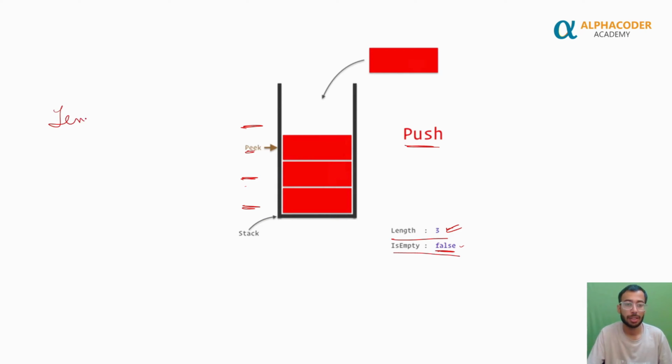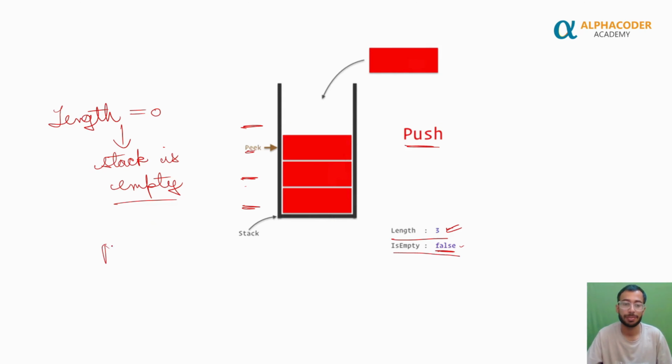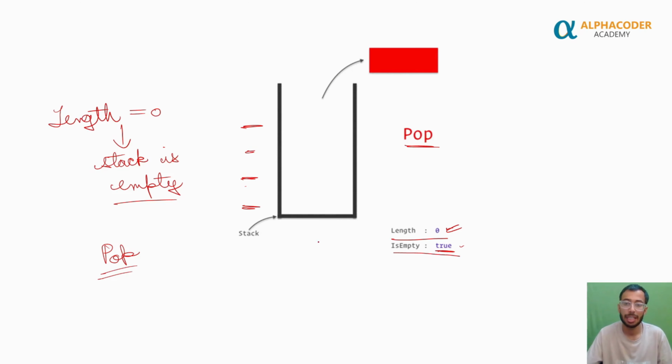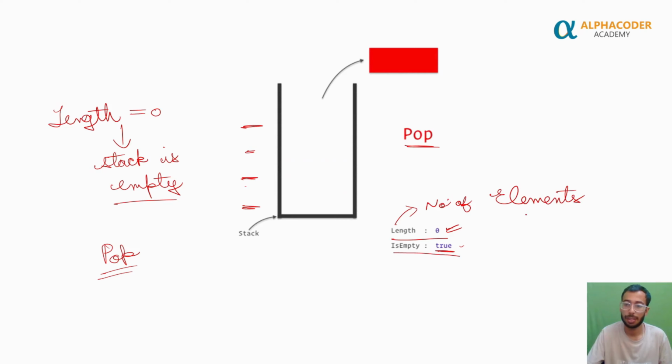So whenever the length of the stack becomes 0, we can say that the stack is empty, right? It's a very easy concept. In all other cases, when the length of the stack is not 0, the stack is not empty. Okay, and how do we reduce the length of the stack? We use the pop operation. How do we increase the number of elements in the stack? Length is basically nothing but the number of elements, the number of data in the stack.